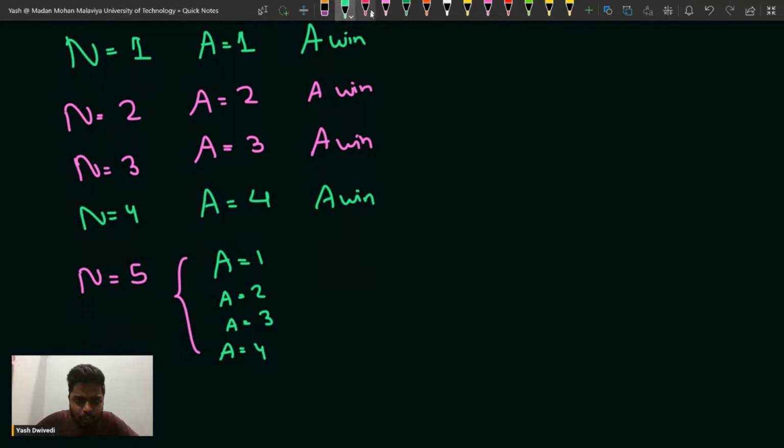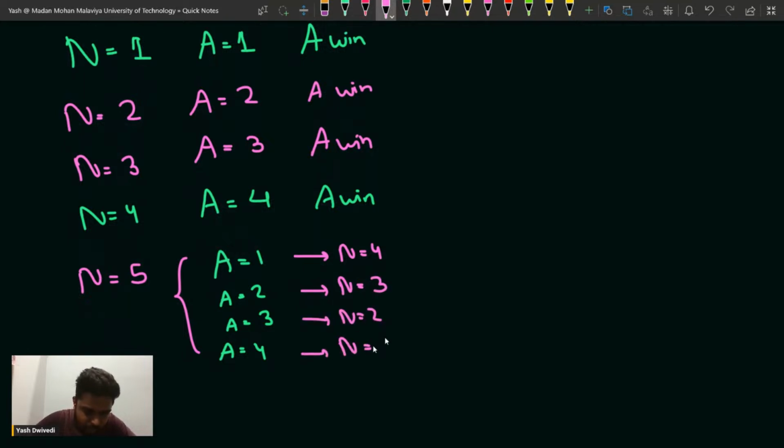When this many matchsticks are taken, then either n is equal to 4 will be left, or n is equal to 3 will be left, or n is equal to 2 will be left, or n is equal to 1 will be left. So B will be left with this particular scenario. If A takes one, two, three or four matchsticks, the remaining n value will be this much, so B is going to get either of these.